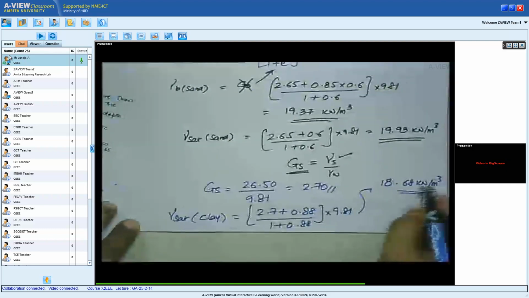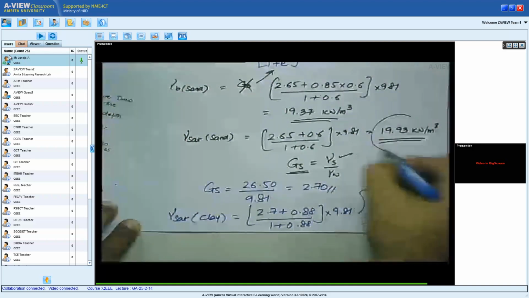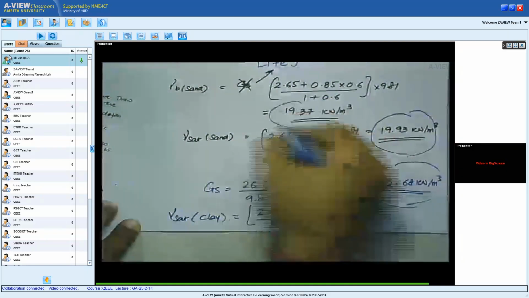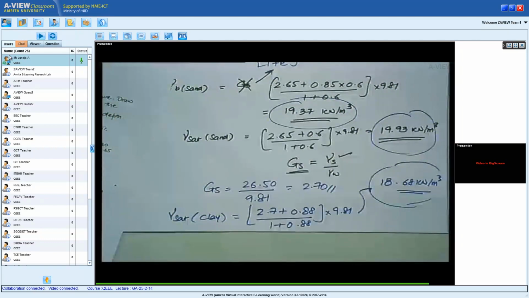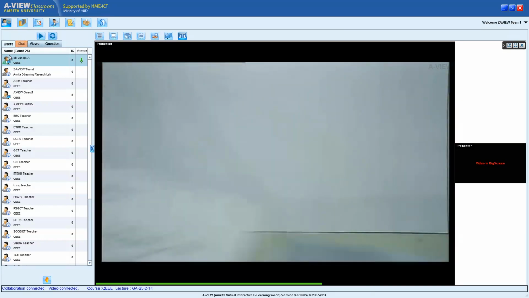Okay, now I have 3 unit weights. This is for clay, which is saturated. This is for sand, which is saturated. This is for sand, which is partially saturated. And we're going to use these numbers on the next page.